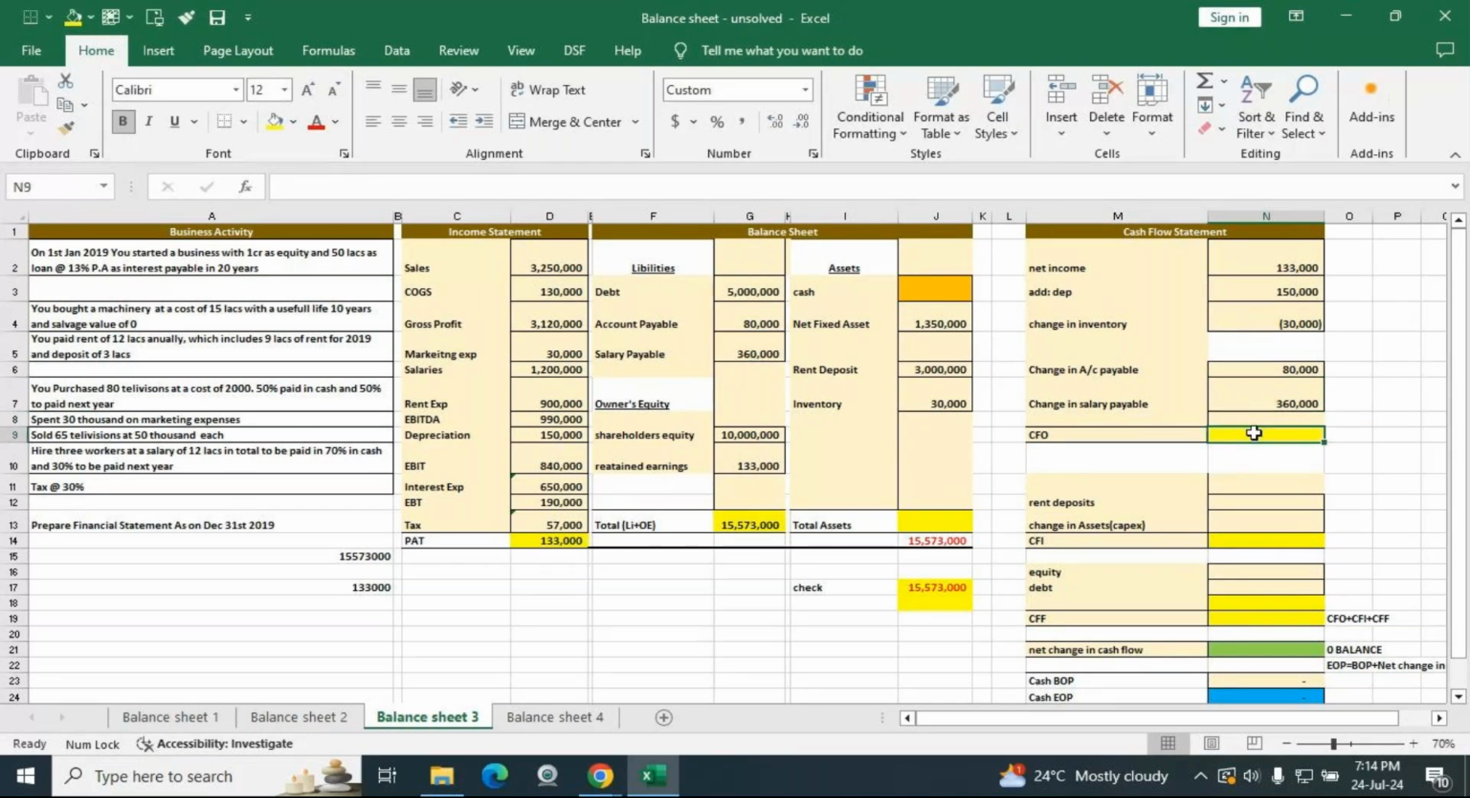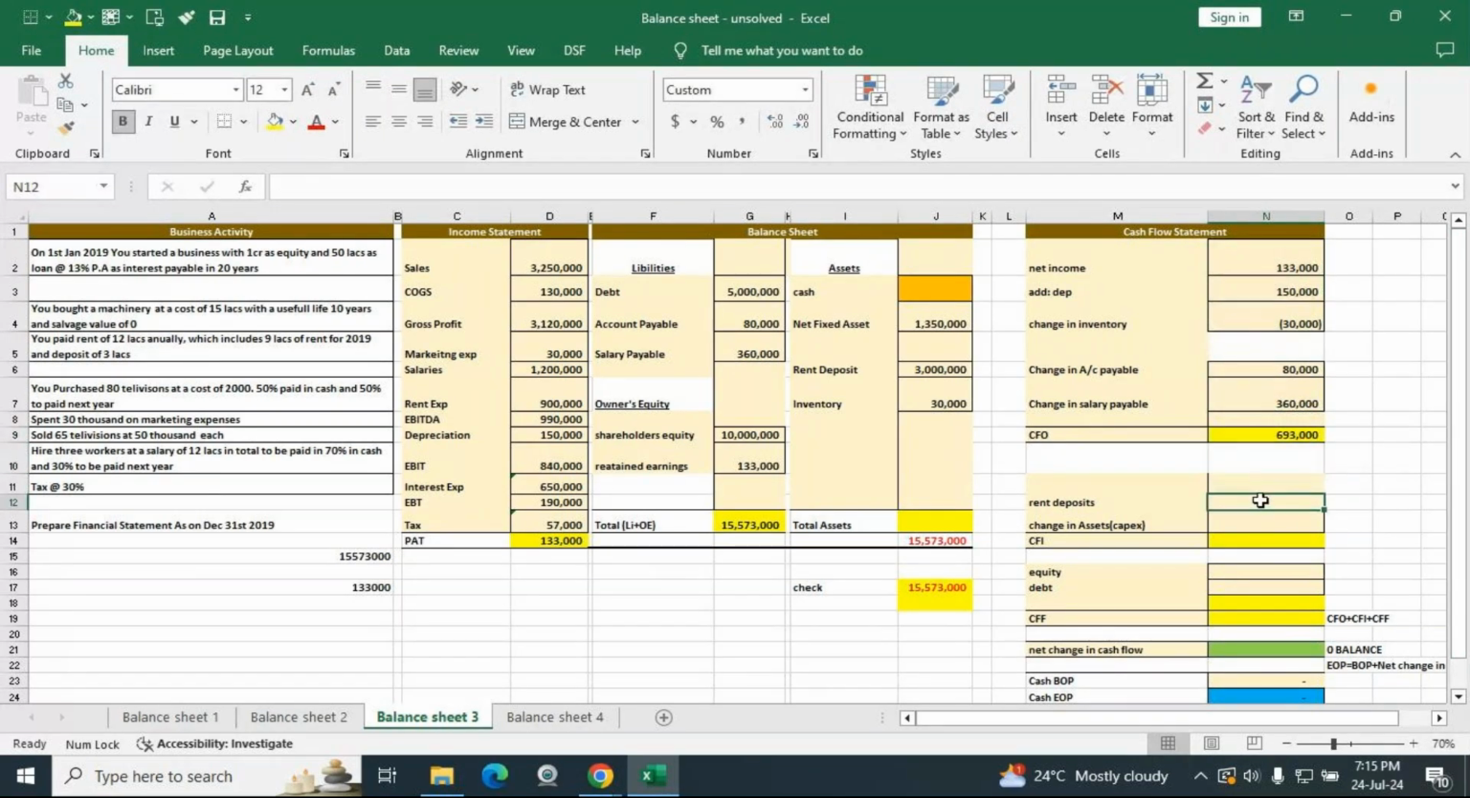Now let's see what is the CFO. What CFO means, cash flow from operating activities. Okay. So here I am going to take it as we will sum up all the five items, all these values. So next, rent deposit.